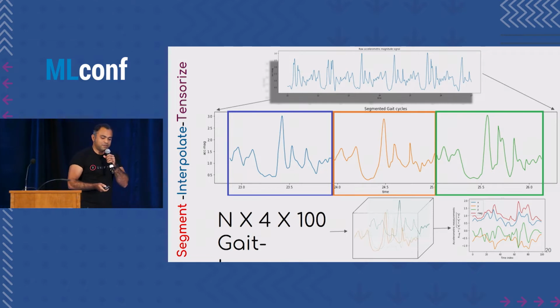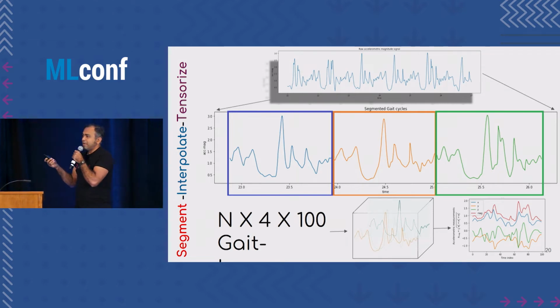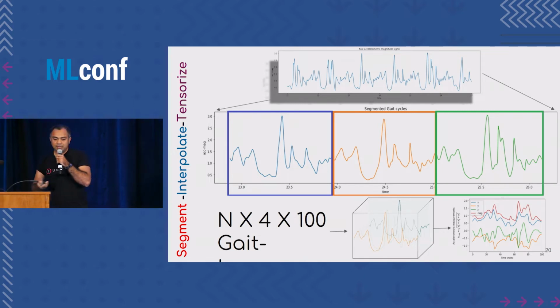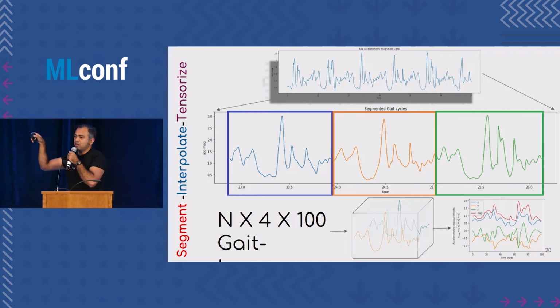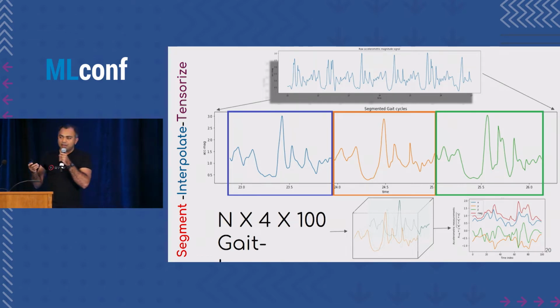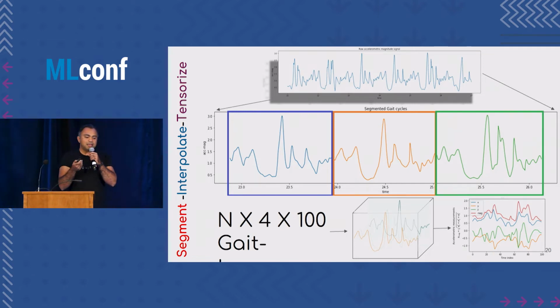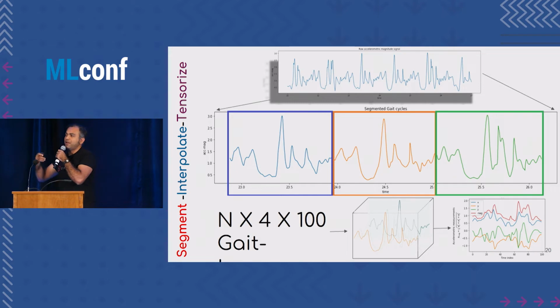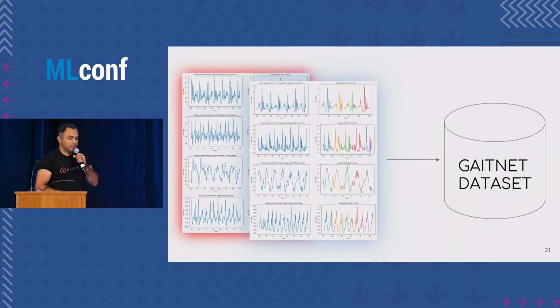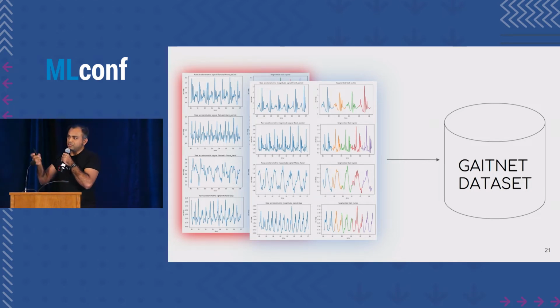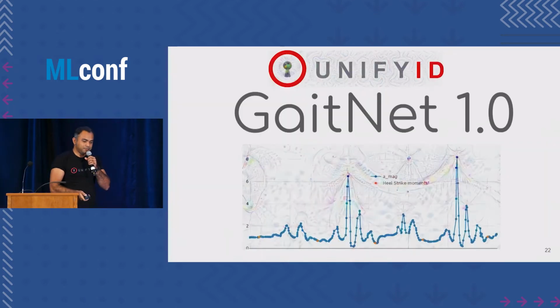The 4 axes, of course, map to the x, y, and z axis of your device. And then you have the norm axis, which is basically the magnitude, that is square root of x squared plus y squared plus z squared. That's how you get the 4 different axes. And at the end of the day, you have an n by 4x100 tensor. So for example, MNIST would be considered a tensor of size n by 28 by 28. So we did this to create this ImageNet equivalent called the GaitNet dataset.